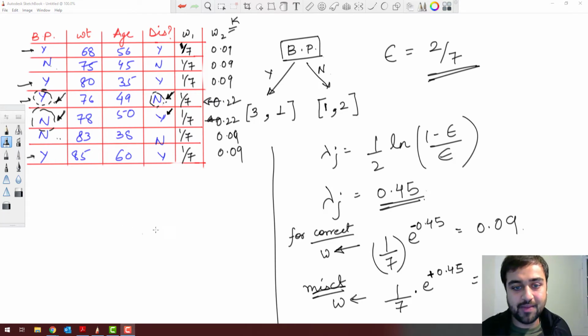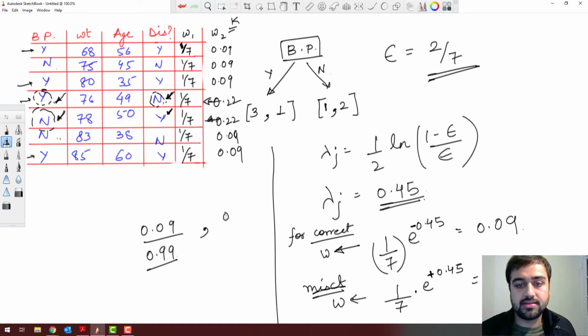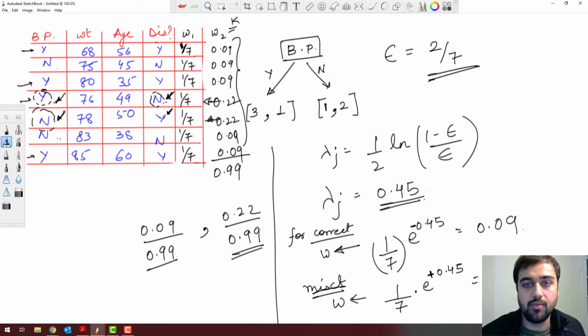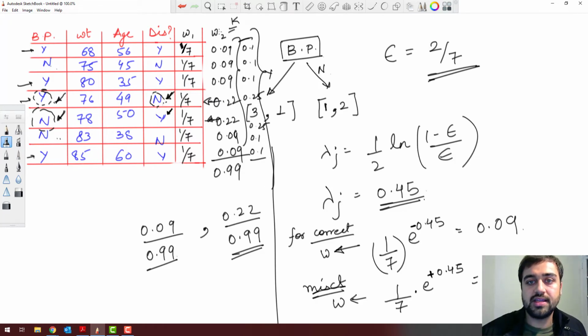One thing I forgot to mention, yes, that once we've got the weights, we need to normalize the weights as well, right? So the new normalized weights would be 0.09 upon 0.99 and 0.22 upon 0.99, right? This was simply calculated by taking the sum of all of the values that were given here. This is 0.99. So once you normalize, your new weights would be 0.1, 0.1, 0.1, 0.25, 0.25, 0.1 and 0.1, right? So these are your new weights after normalization.